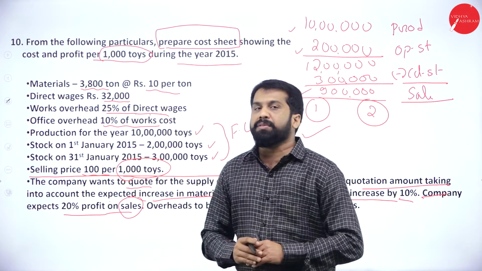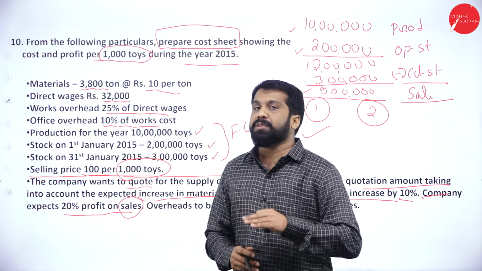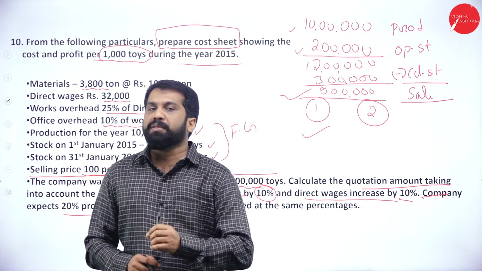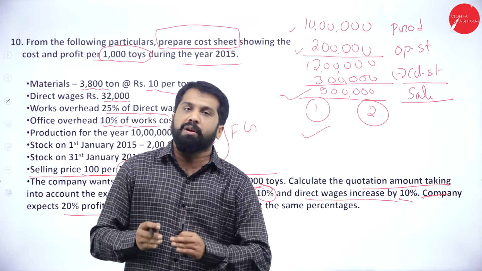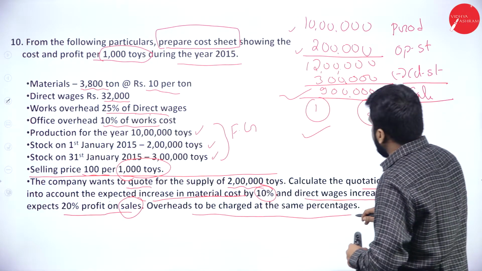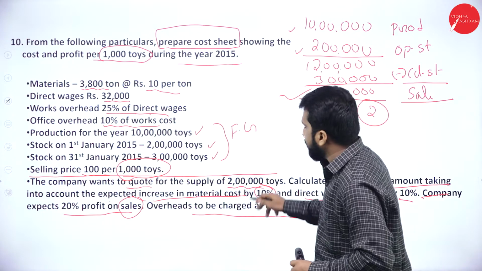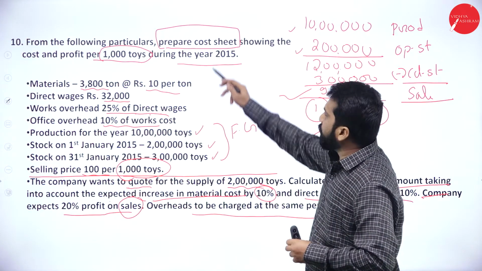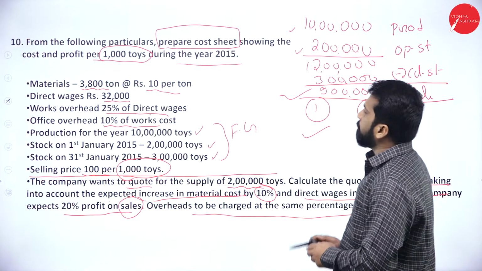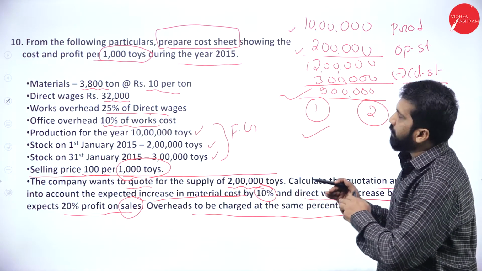Normally, if sales value is not given, we have to convert to cost. In the previous session we have done this, I think. So how to calculate percentage on cost? We'll do that later. Overheads to be charged at the same percentage. These things will come later. First we will solve the first part. Yes. So we'll do it one by one slowly.